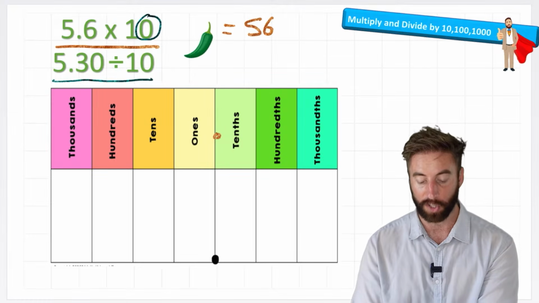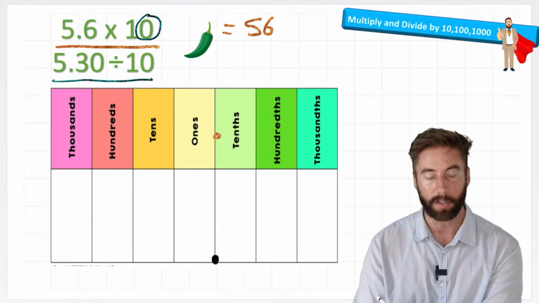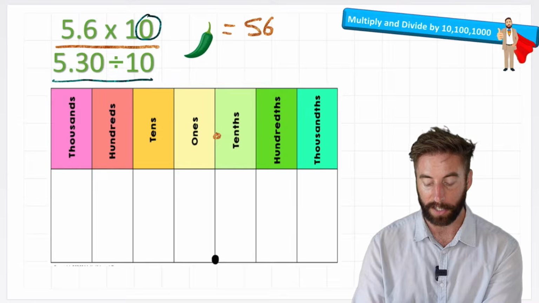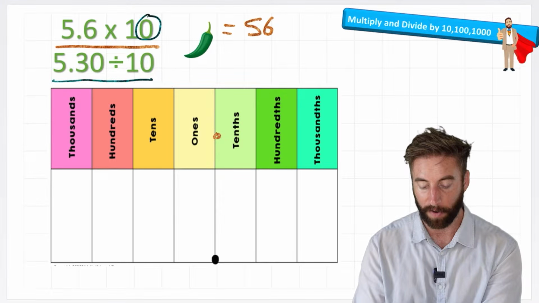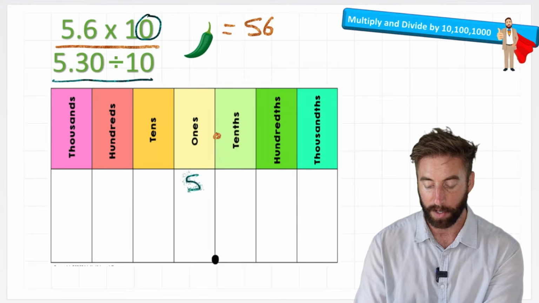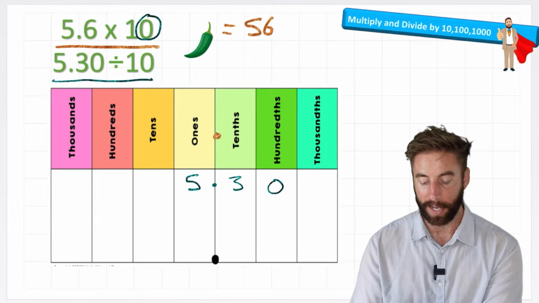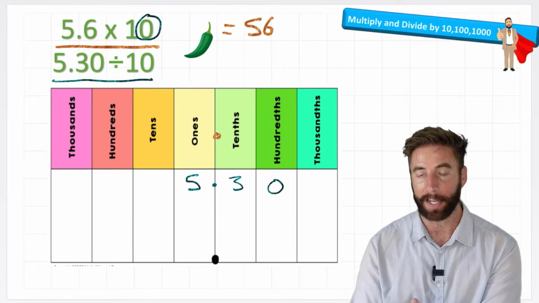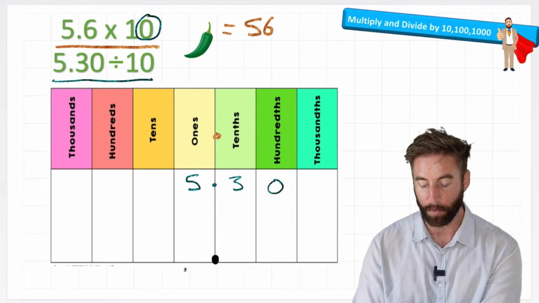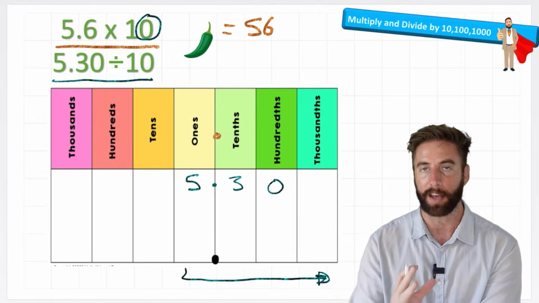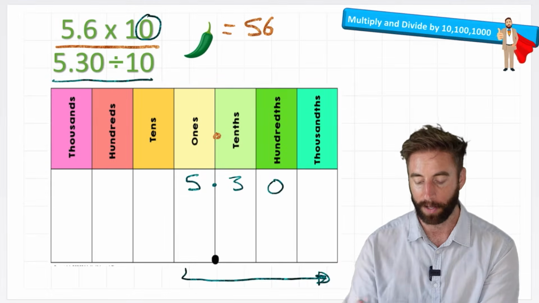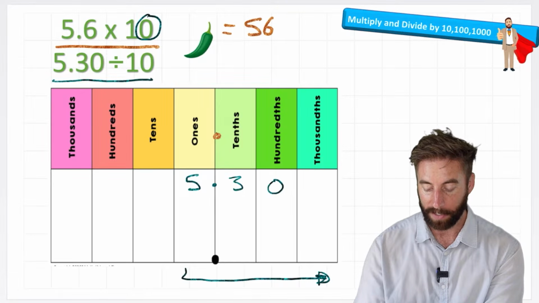So my next question says 5.30 divided by 10. So the first thing to do is put our numbers in the correct place, and 5.30 is 5 ones, my decimal, 3 tenths and 0 hundredths. And again, we're dividing by 10, so I'm only going to be moving one place, but this time I'm actually going to be moving my digits down the place value chart because I'm dividing, so therefore my answers are going to be getting smaller. So here we go, let's move them one place.